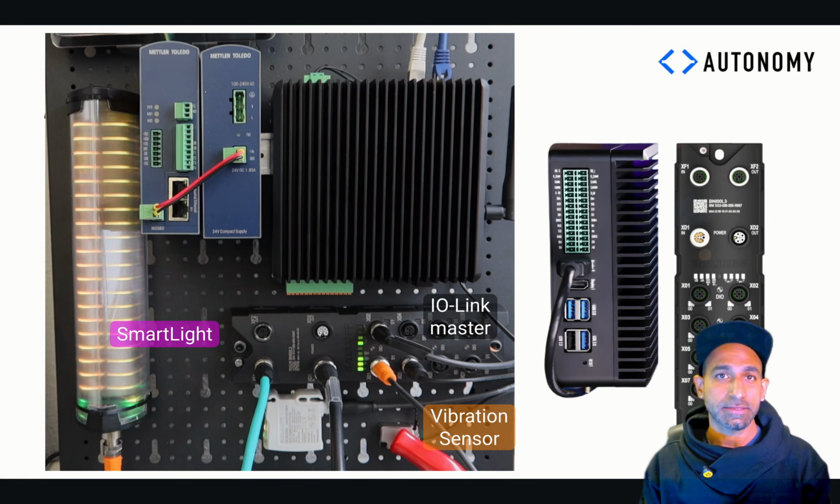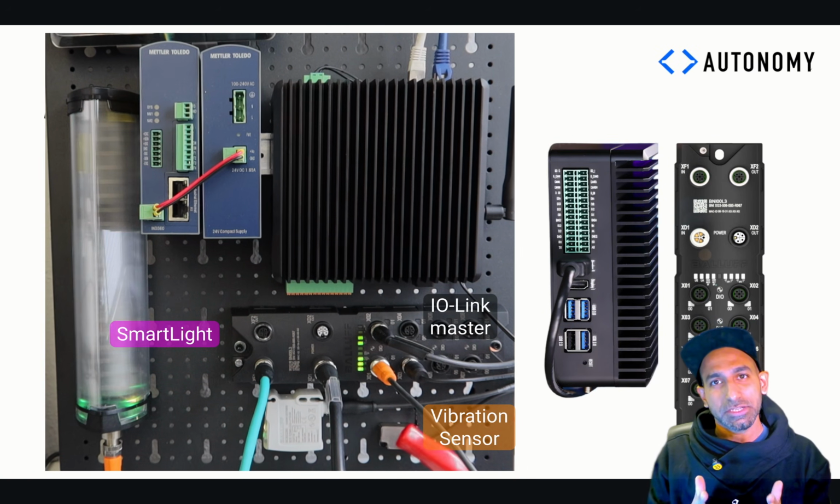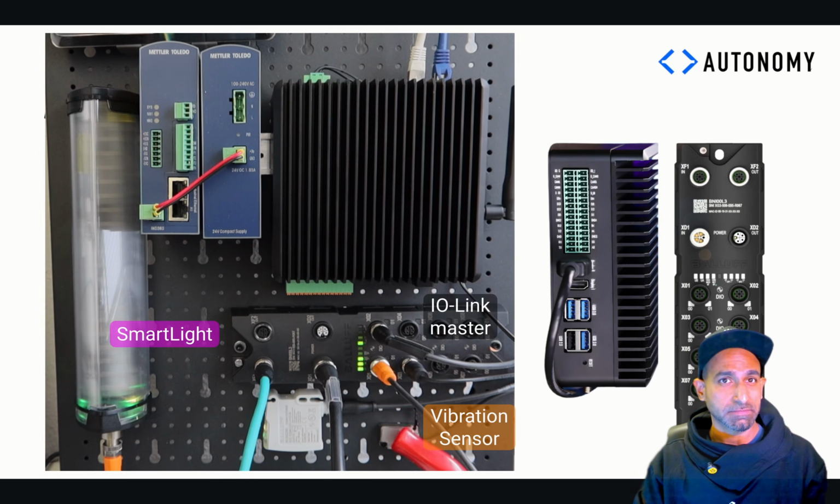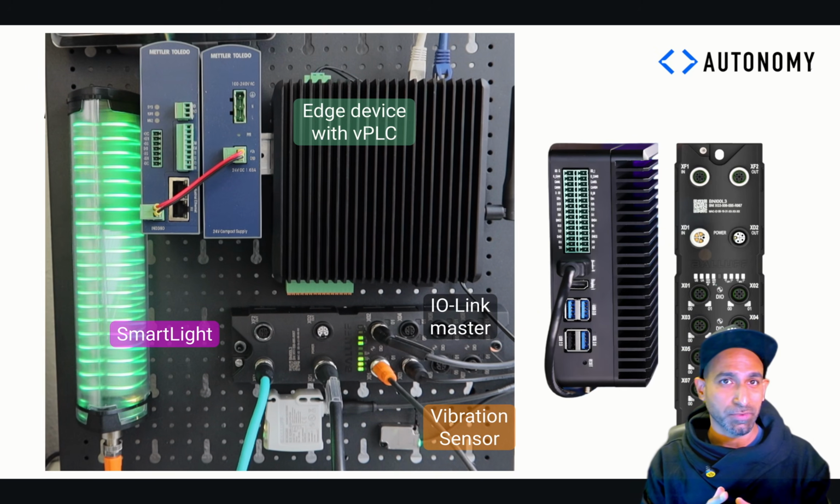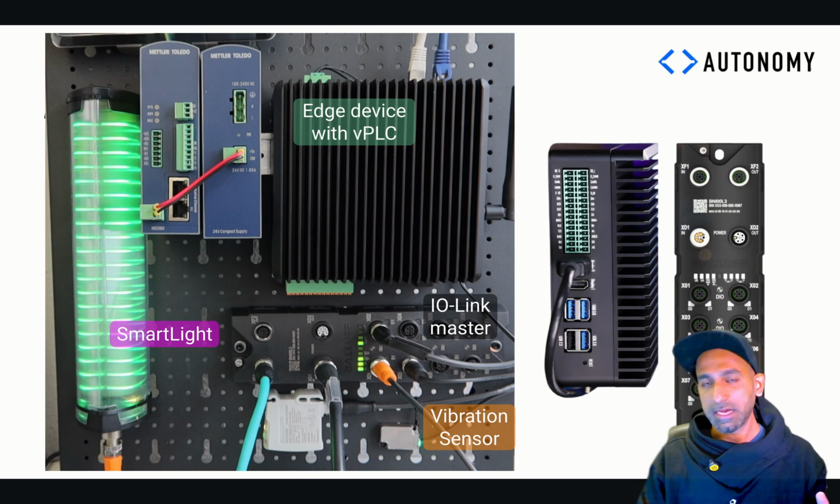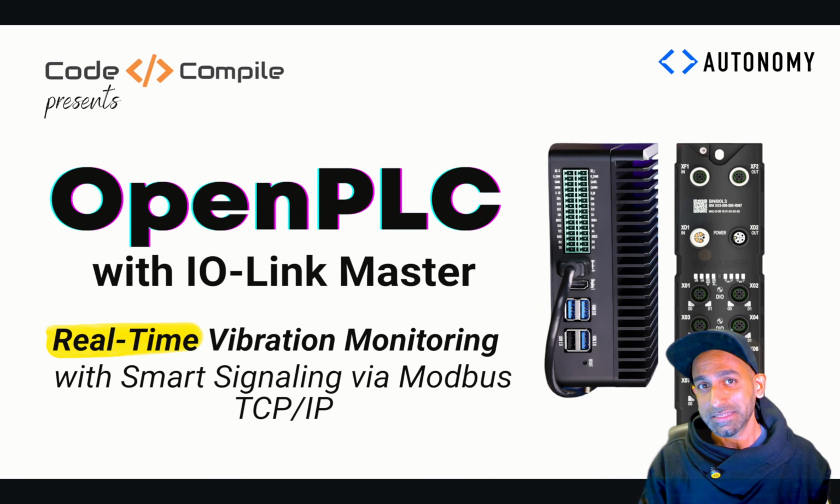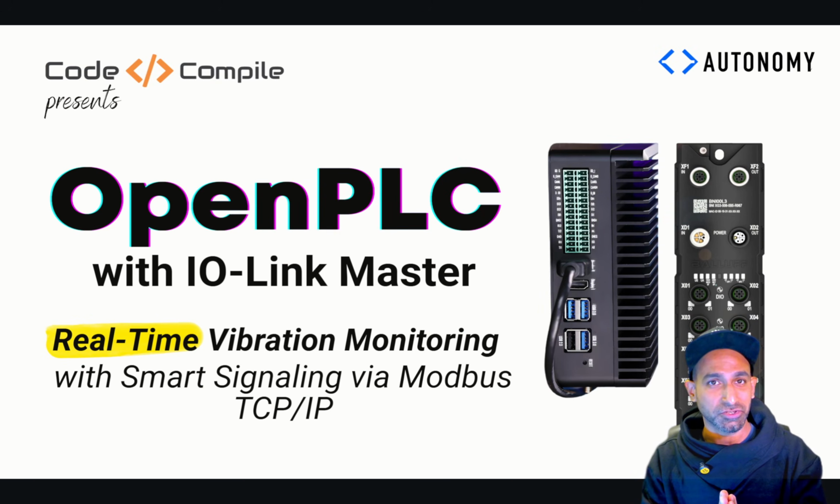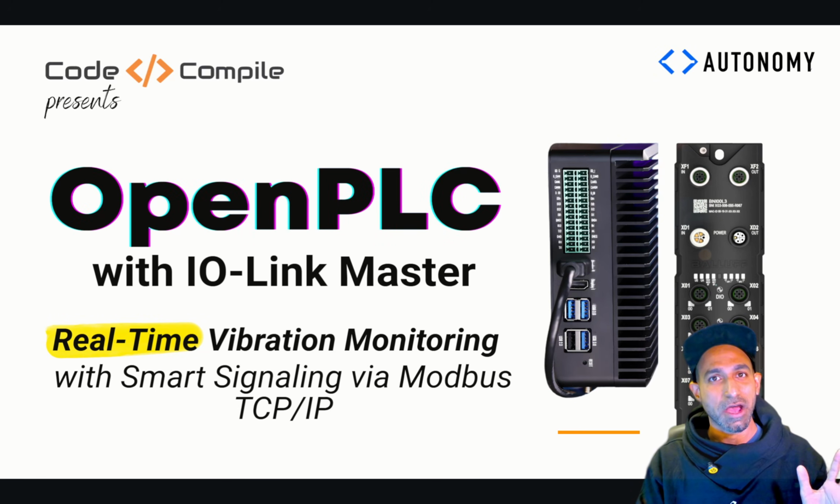What you are seeing is a smart light being controlled in real time. The smart light is indicating the vibration information from the system by a virtual PLC running on the reComputer edge device. No proprietary PLC hardware, no expensive licenses, just OpenPLC, an IO-Link master, and MODBUS TCP/IP communication. And in this video, I'm going to show you exactly how I built this.